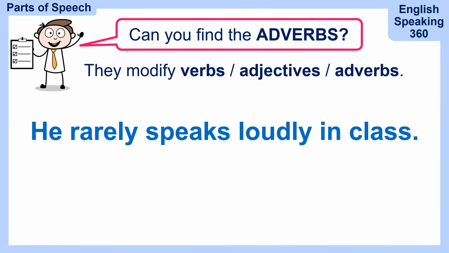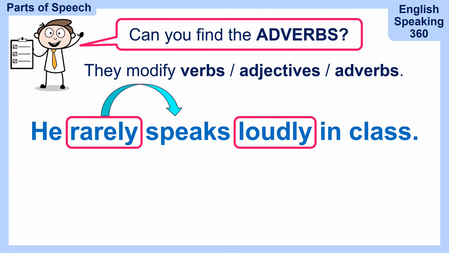Here's your sentence. He rarely speaks loudly in class. So remember that adverbs modify verbs, adjectives, and other adverbs. The first one we find here is rarely. He rarely speaks, so rarely modifies speaks. And the second one, loudly. How does he speak? He speaks loudly.